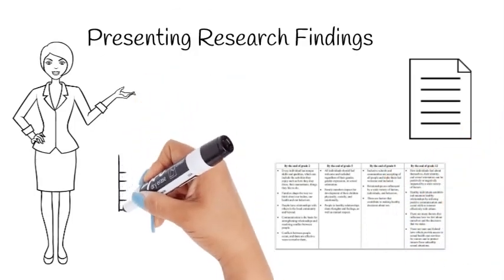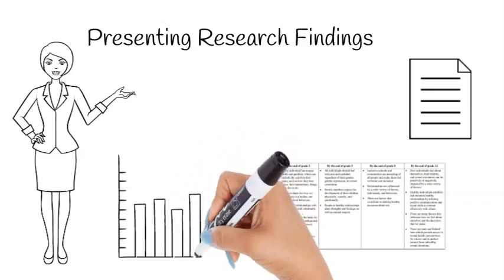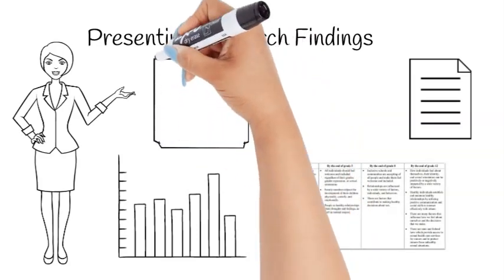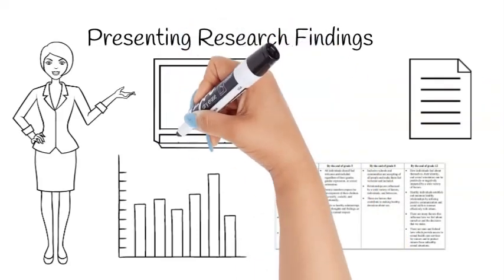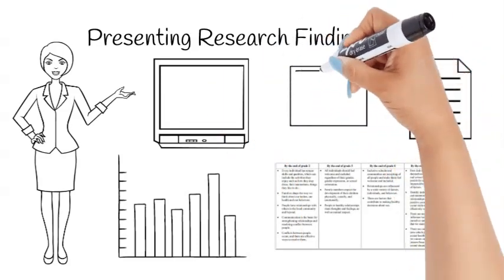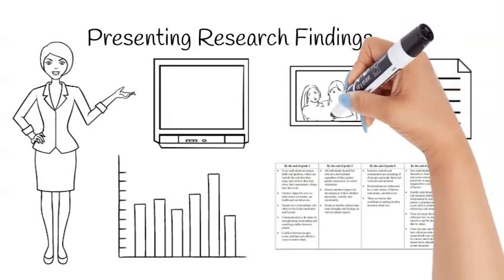Narratives are written descriptions of the findings and provide a detailed account of the study's results. Tables and graphs are visual representations of the findings and help summarize the information clearly and concisely. Visual aids such as images, videos, and animations can help illustrate the results and make the presentation more engaging.